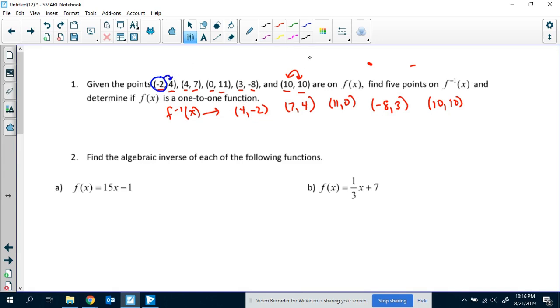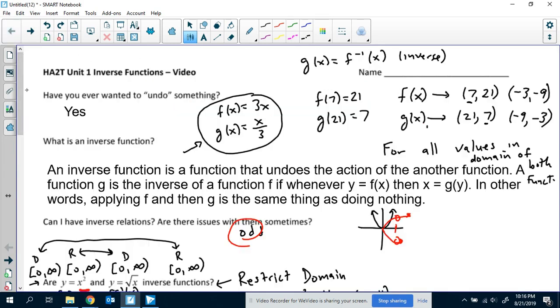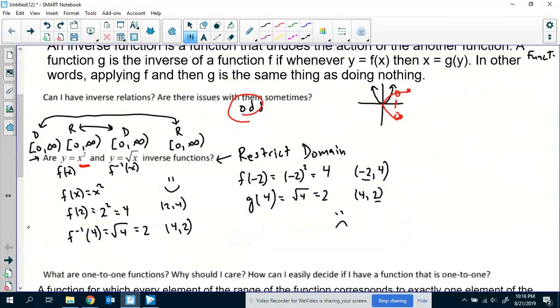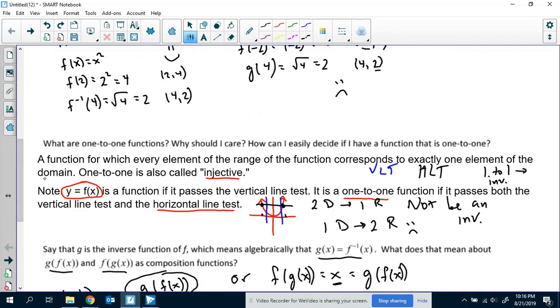So that's not something I wrote yet, but that might be something you want to go back to the one-to-one thing and make a note of, that every x value has its own special y value. Okay, that means that it doesn't share any y values.